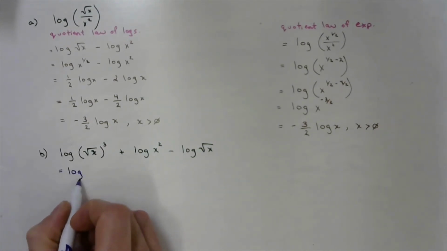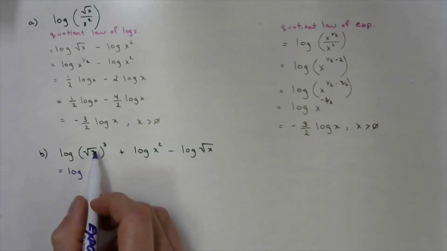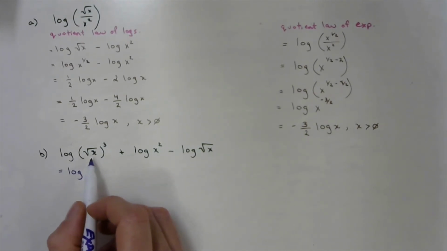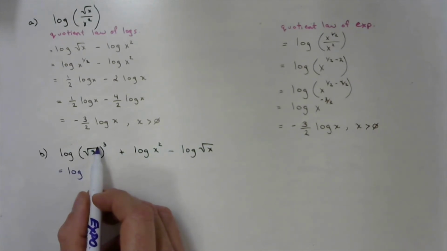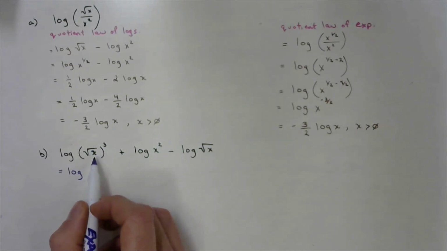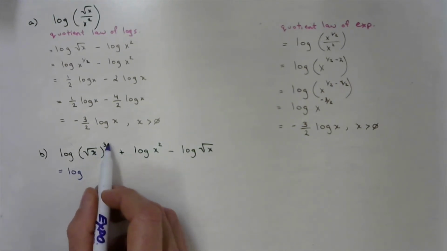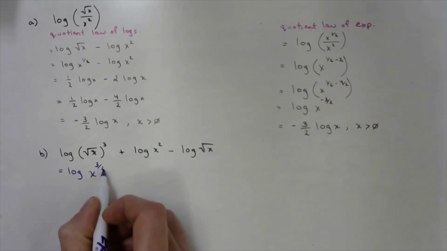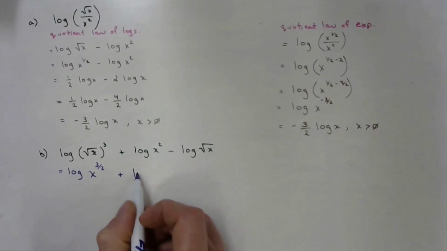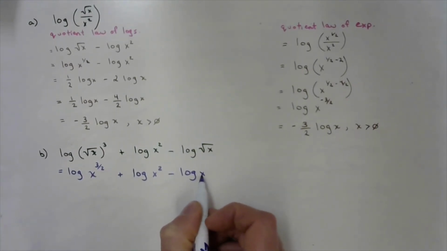So we are going to end up with the log of, do you know how to express this thing if you have the square root of something to the power of 3? Well, the square root of x is really x to the power of 1/2. So the power of powers law tells you that if you have x to the power of 1/2 to the power of 3, you can multiply your exponents, which will give you 3/2. So this is x to the power of 3 over 2. This is the log of x squared. This is the log of x to the power of 1/2.